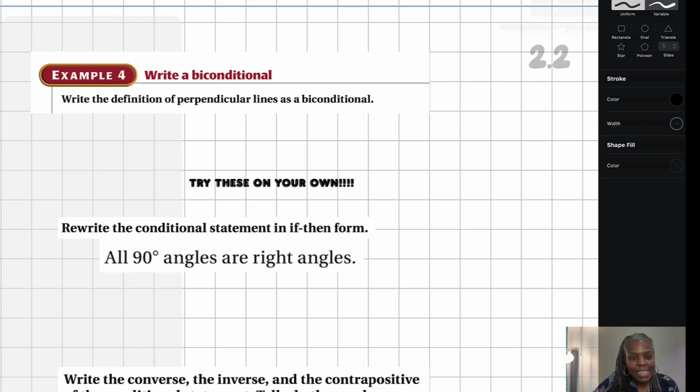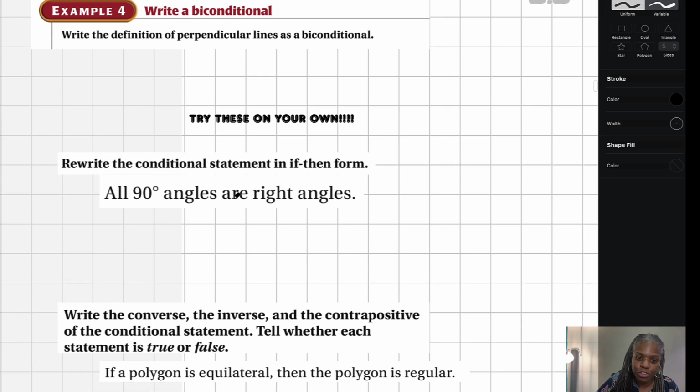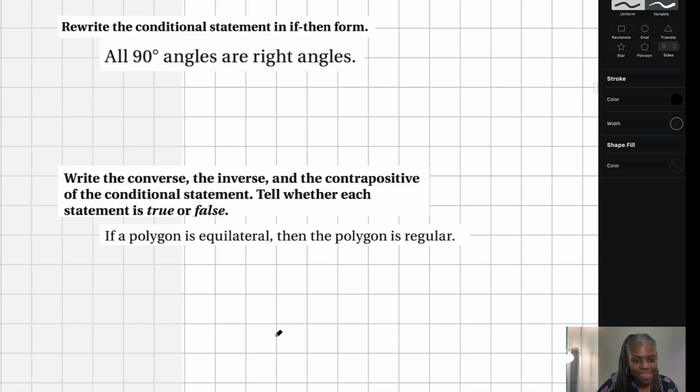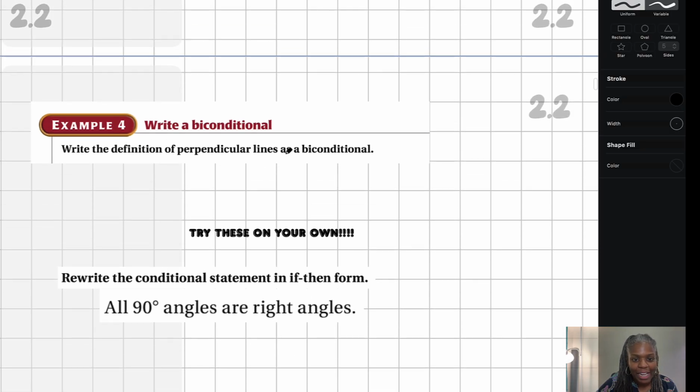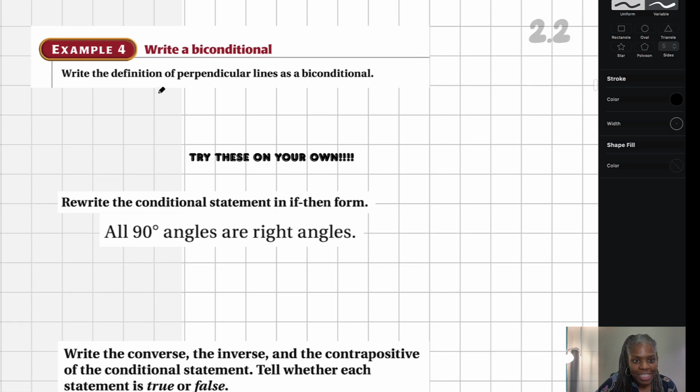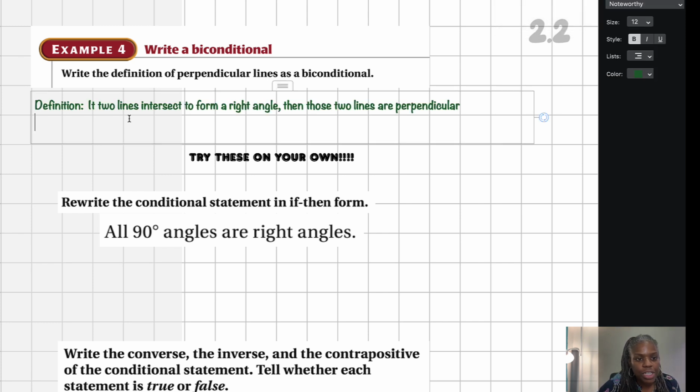The final example that we're going to do together is example 4. You are responsible for trying this one and this one by yourself, okay? So we're going to do this one, which says write the definition of perpendicular lines as a biconditional statement. Well, let's go back to what that definition is. So we're going to start off with the definition. Again, if two lines intersect to form a right angle, then those two lines are perpendicular.